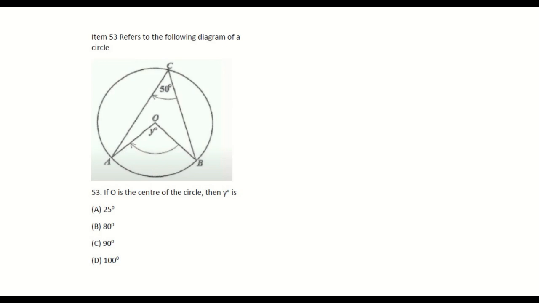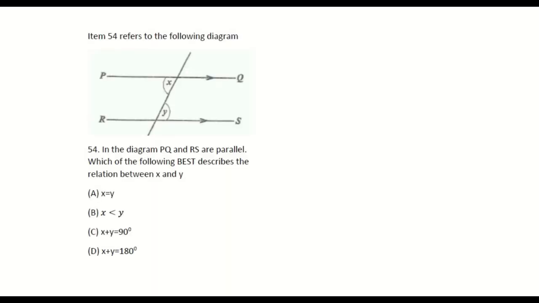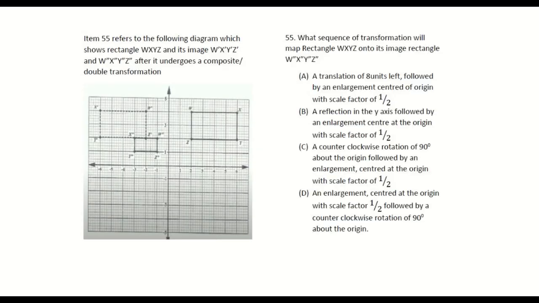We say that if you have an angle at the center and an angle at the circumference produced by the same chord, in this case AB, the one at the center is twice the size of the one at the circumference, so that means y is 50 times 2, which is 100. Right, that would be D. Right, these are alternate angles, and we know that alternate angles are equal. So x is equal to y when they ask the relationship between x and y.